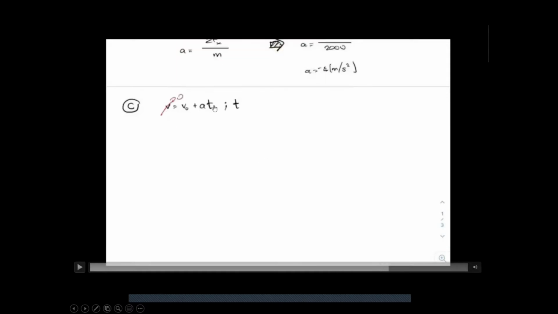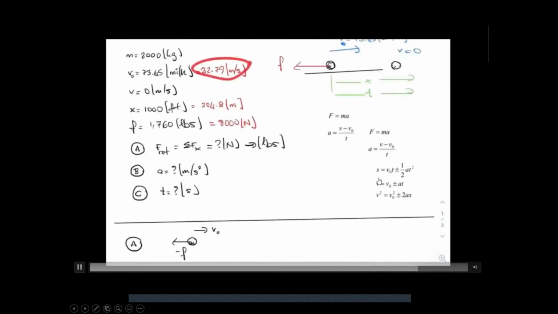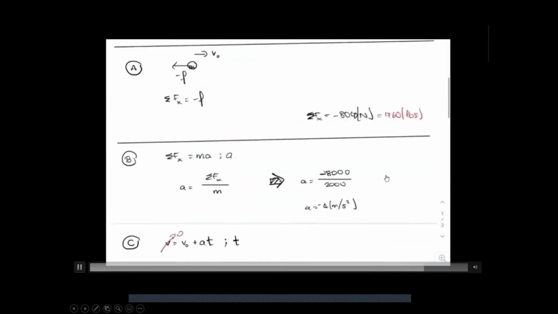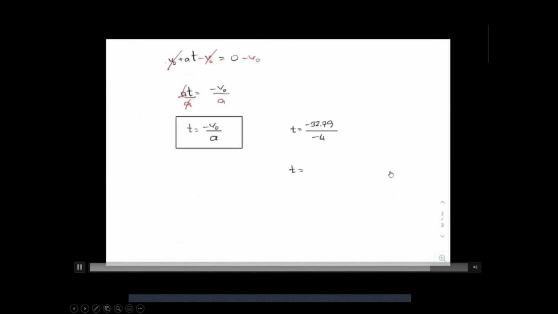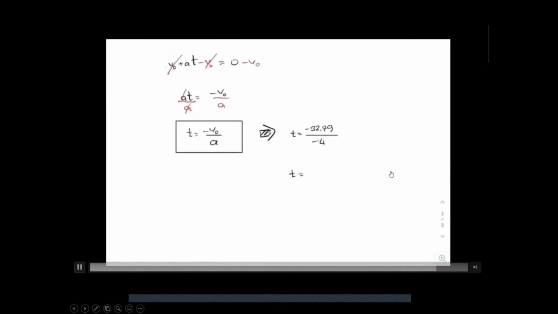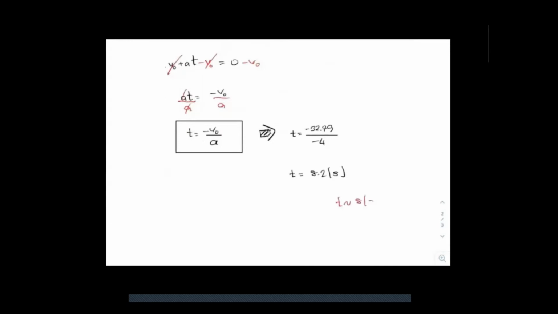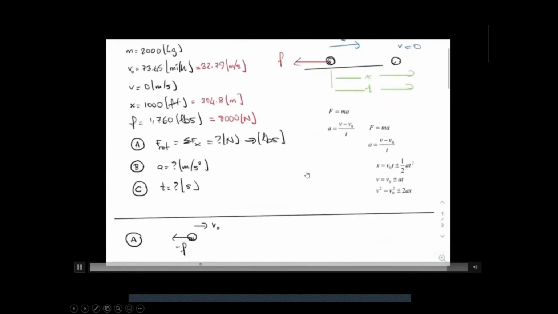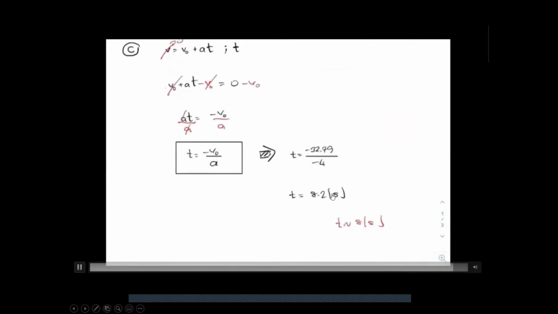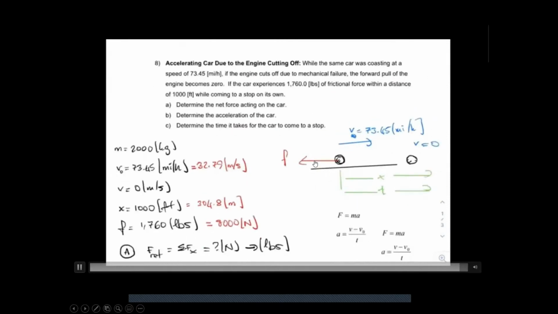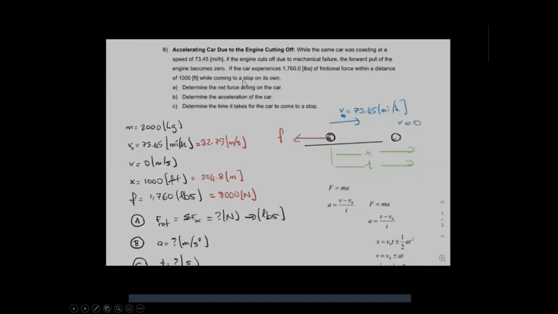So final speed is 0. And then solve for time, and then we're done. Plug the numbers in. 8.2 seconds. So college physics students are allowed to break it down and do it step by step, in a step-by-step fashion. That's how it is done.